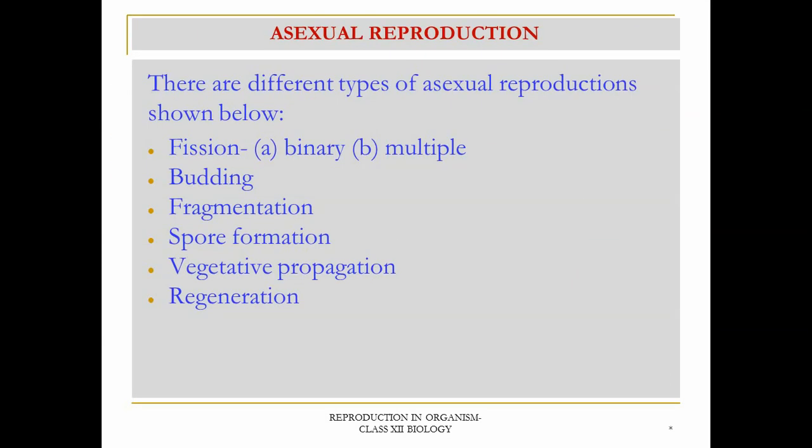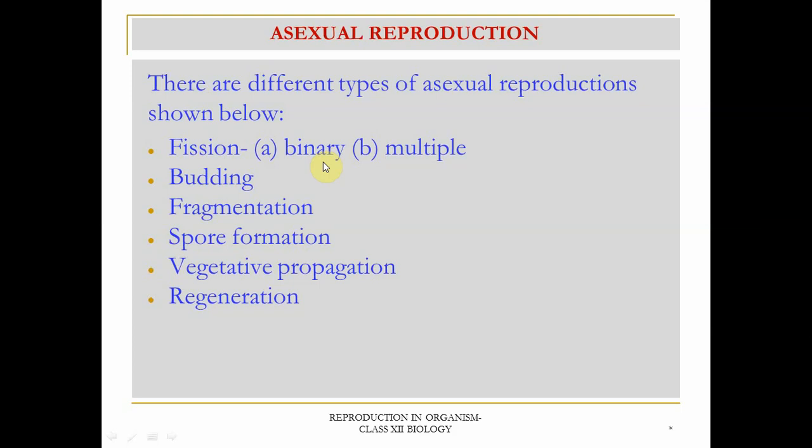Now there are six types of asexual reproduction: fission, budding, fragmentation, spore formation, vegetative propagation, and regeneration. We have discussed fission, budding, fragmentation, spore formation, and regeneration. Fission takes place in unicellular organisms. It has different types: binary and multiple fission. Budding is the development of a small bud on the parent body.